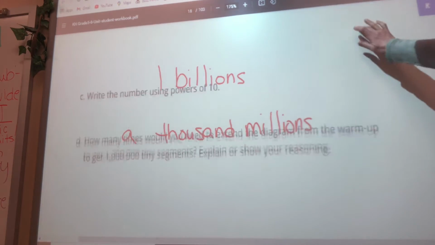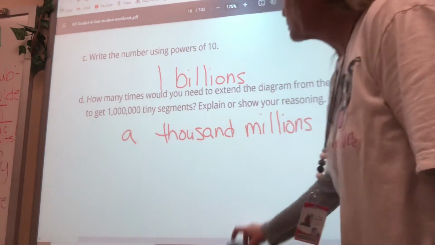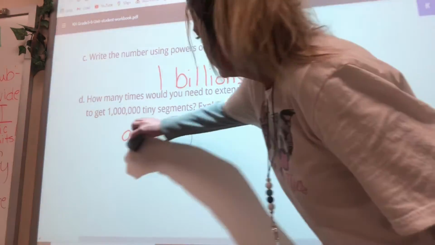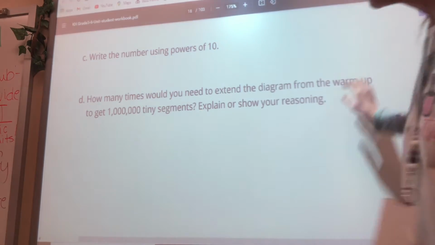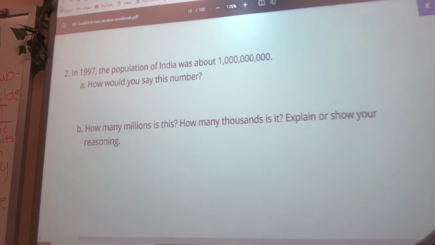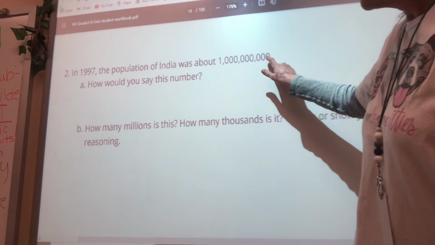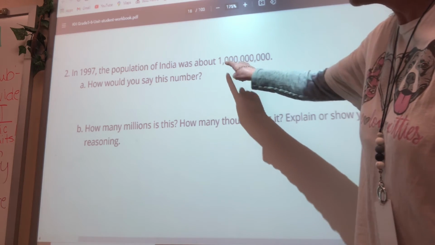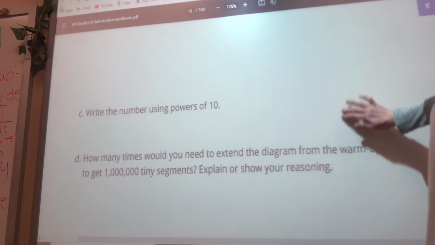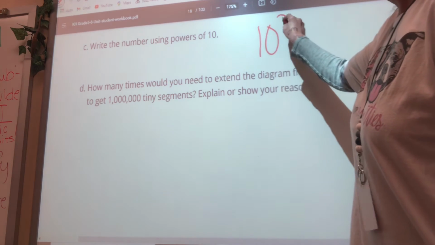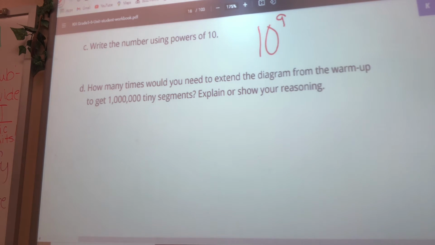Part C said to write this number as a power of 10. So let me look at this number again. How many multiples of 10 are in that number? 1, 2, 3, 4, 5, 6, 7, 8, 9. There's 9 multiples of 10. So if I wanted to write this using a power, I would have 10 to the 9th power.